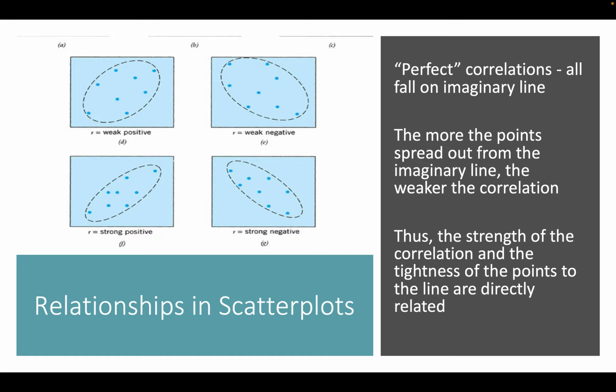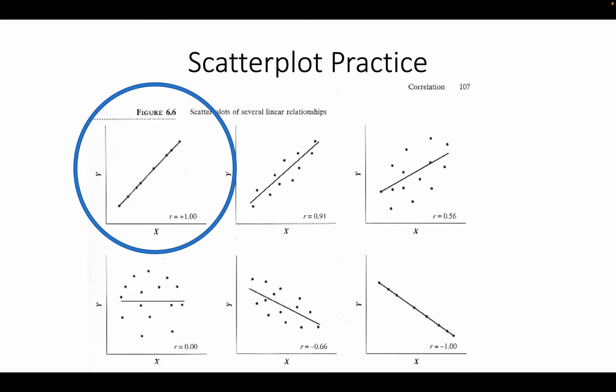So see at the top how the dots are more spread out from that imaginary line? That is more of a weak relationship. But in the bottom 2 examples, the dots are closer together on that imaginary line, which represents a stronger relationship. So the strength of our correlation is directly related to the tightness of these points along the line. And we're going to take a look at quite a few examples to make sure that you are comfortable with this.